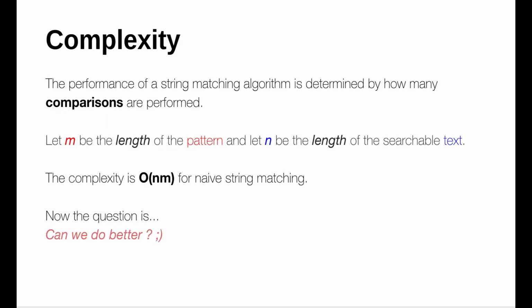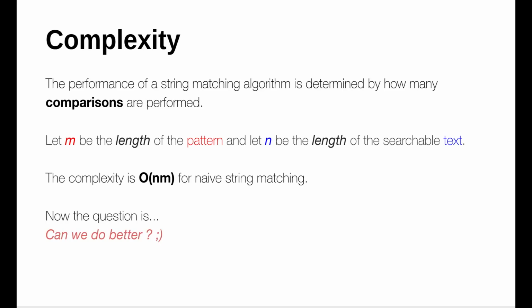The complexity of a string matching algorithm is usually determined by the number of comparisons we make. For the naive approach, it may be the case that all the characters in the pattern are compared to every character in the text. This would equate to a big O of n times m, where n is the length of the text and m is the length of the pattern.